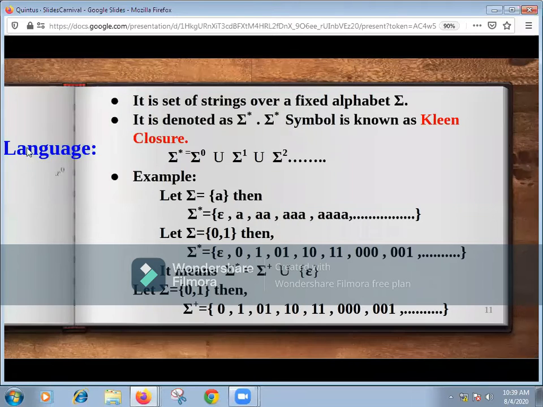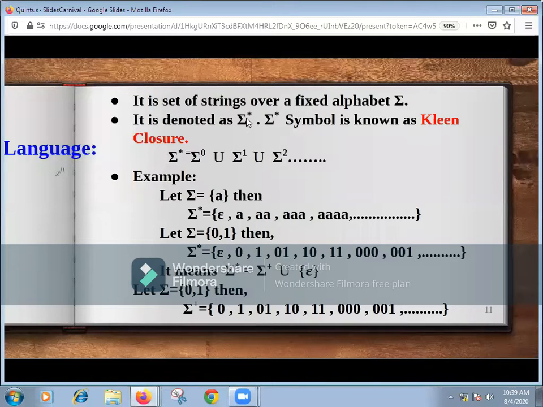Next we are looking for language. Okay, but before language, there is one more concept, Kleene closure. I hope you already know the meaning of the closure concept. You studied it in set operations in discrete structures. So once again we are looking at the alphabet closure or Kleene closure concept. It is the set of strings over a fixed alphabet, and it is denoted as alphabet closure.